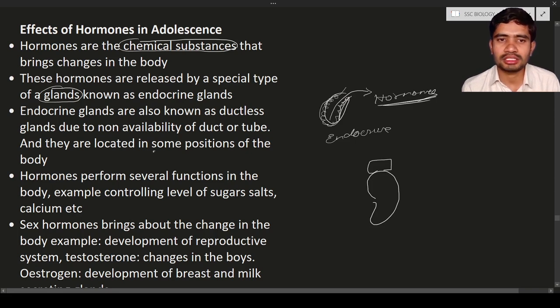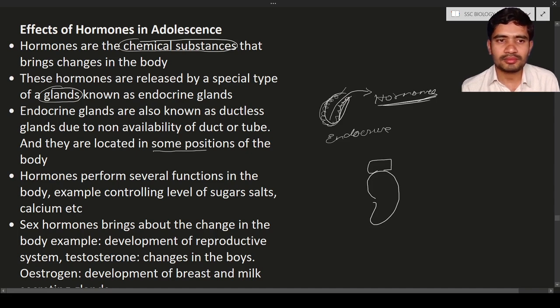Positions means that in the body there are different regions where endocrine glands are present. For example, the pituitary gland is present near the brain, the adrenal gland is present above the kidneys, and testosterone producing glands are present in the testes, and so on. These are different types of glands present in different positions in the body.